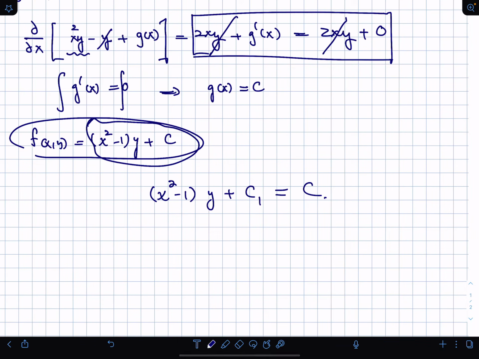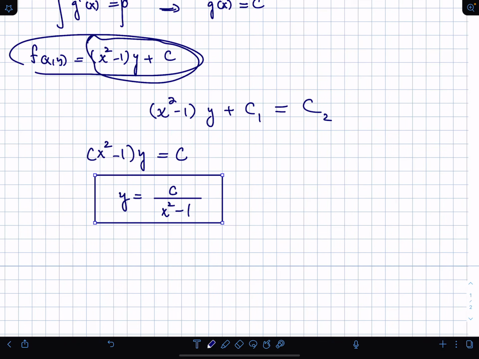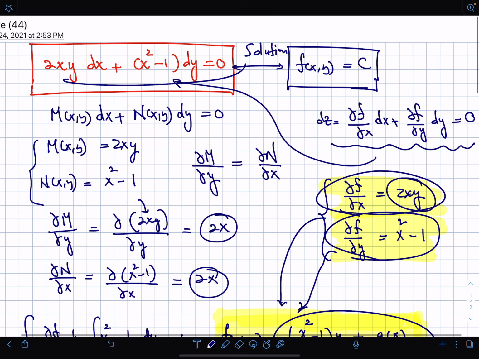And if you call the constants c1 and c2, you can write this as x squared minus 1y is equal to a constant, because c2 minus c1 is just another c. And actually I'm lucky here, because I produce an explicit solution, and the explicit solution would simply be y equals c divided by x squared minus 1. And there is my solution to this exact differential equation.